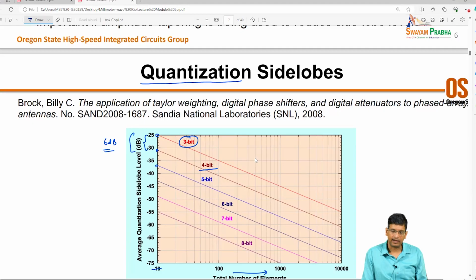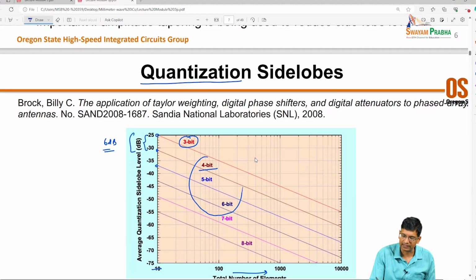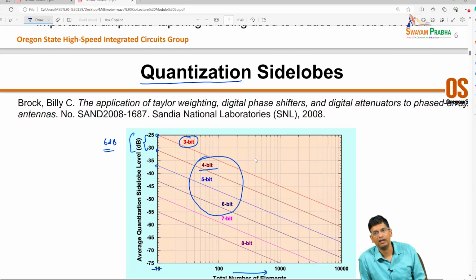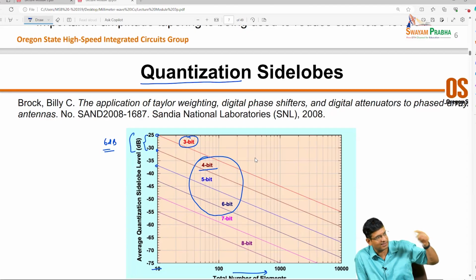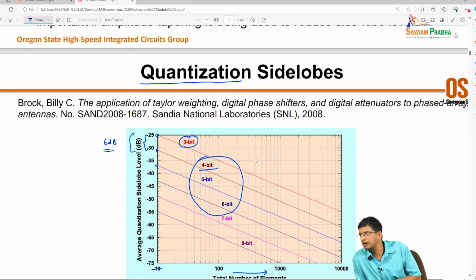So in integrated implementations, we operate in this sort of region, right? Because it's possible for us to get 4 to 5 bits error reasonably. 6-bit is also feasible. It also depends on how you quantify your error. Are you quantifying it as the RMS error across phase, or are you quantifying it in terms of the max error that you have across your phase shifter resolution, right?